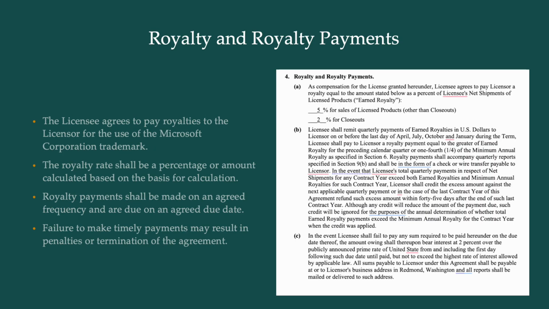Now let's talk about royalties and royalty payments. The licensee agrees to pay royalties to the licensor, Microsoft Corporation, for the use of their trademarks. The royalty rate should be a percentage or an amount calculated based on an agreed basis. Royalty payments shall be made on an agreed frequency and are due on an agreed due date. It is crucial for the licensee to make timely payments to avoid penalties or potential termination of the agreement.